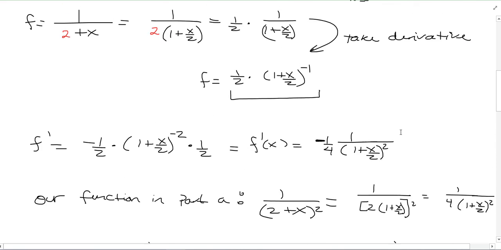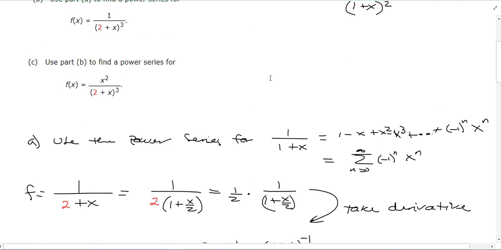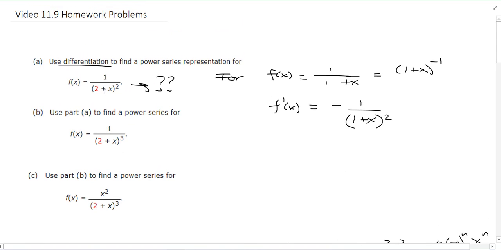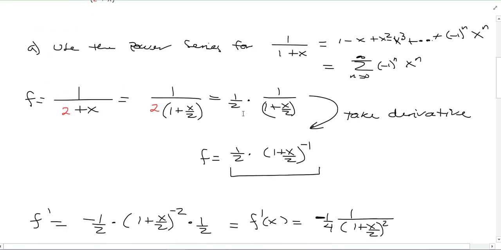So how did I do it? Well, it was recognizing that derivative, and then trying to manipulate this 2 to make it look like my power series 1 over 1 plus x. So when you have a constant there, just factor that constant out and then see how this function relates to my original. And in that case, it was the derivative.